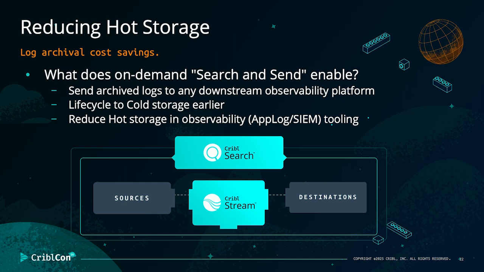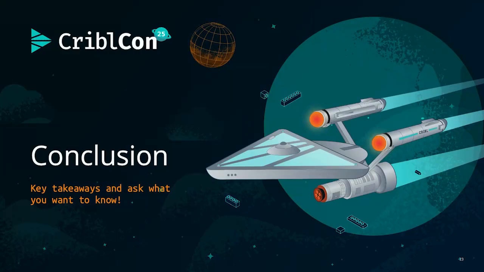The on-demand capability of Search and Send allows you to do this at any time. It doesn't have to be for archive. It could be for even, we can call it warm logs. Logs that we think we might need on demand, but we still have to pay the hot price. So Search and Send allows you to get around that. So you really only have to keep hot logs in the SIEM and in the application observability capabilities downstream.